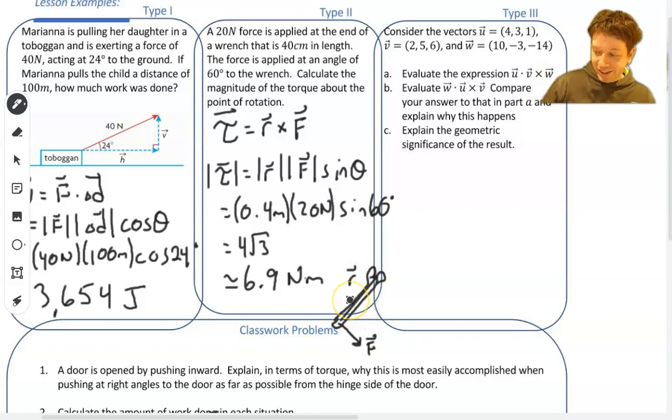So now what you can do is take your index finger pointed along R, your middle finger pointed along F, and you'll see that the torque is into the page or screen.